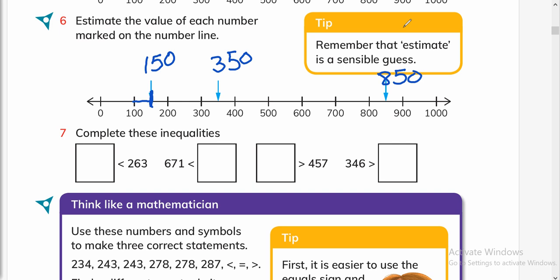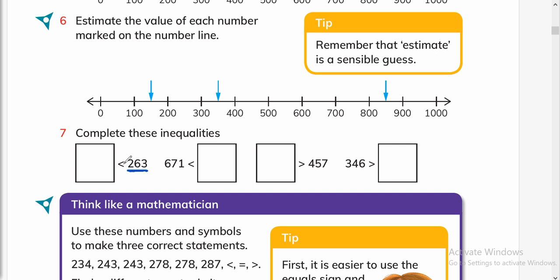Okay, complete these inequalities. Inequalities means the numbers, whether they are greater or smaller than each other, are not equal. When the sign is equal to, then we can say that these are equalities. Okay, now we have to complete these inequalities. Okay, so we have to do this.